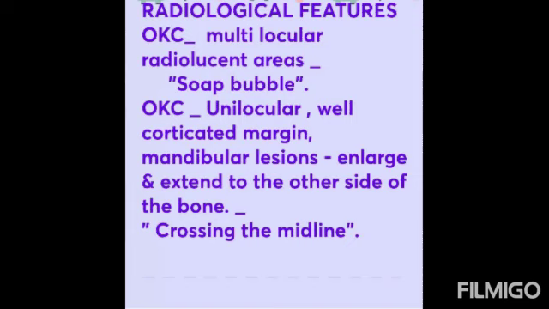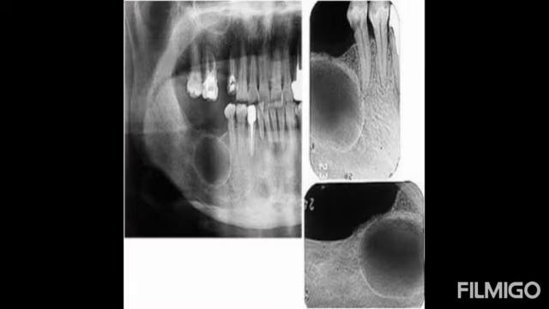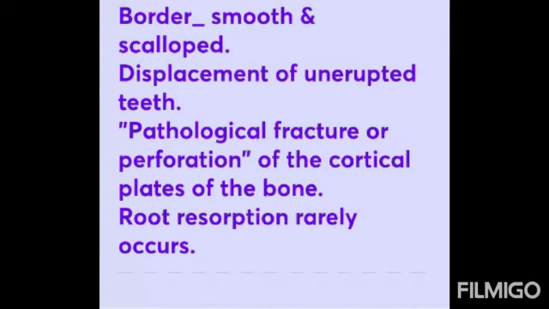So in OKC, it may be multilocular or unilocular. If it is multilocular, it has a soap bubble appearance. So this picture shows the unilocular appearance, with a well corticated margin present, most commonly in the angle of the mandible, and there is no root resorption because root resorption is rare, but displacement of the tooth occurs in some conditions.